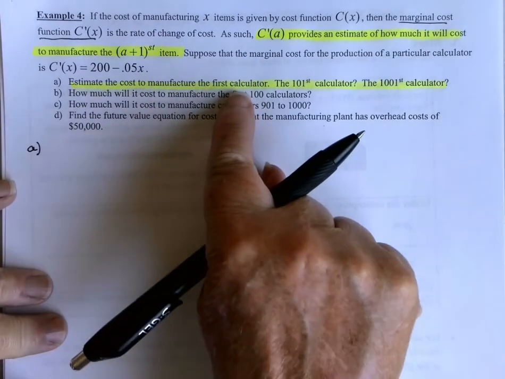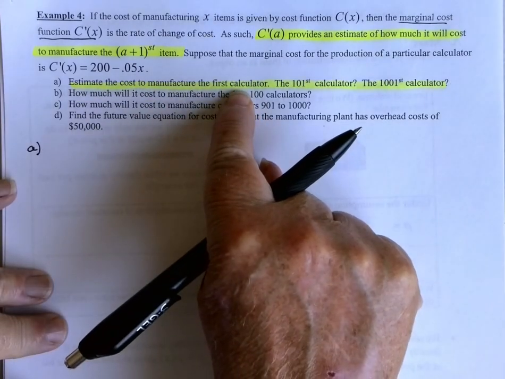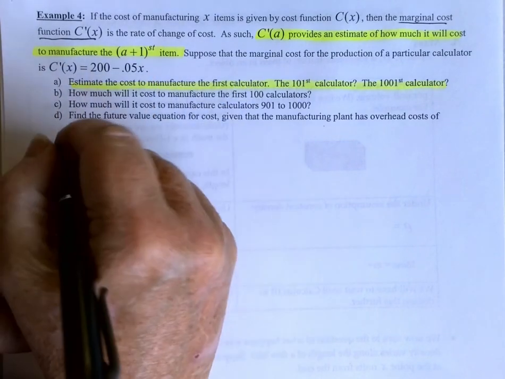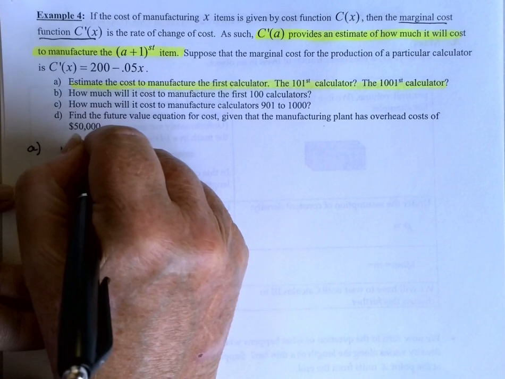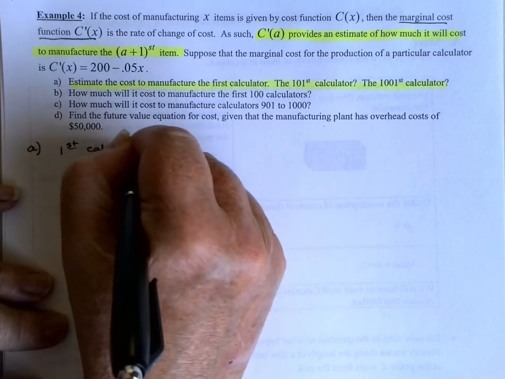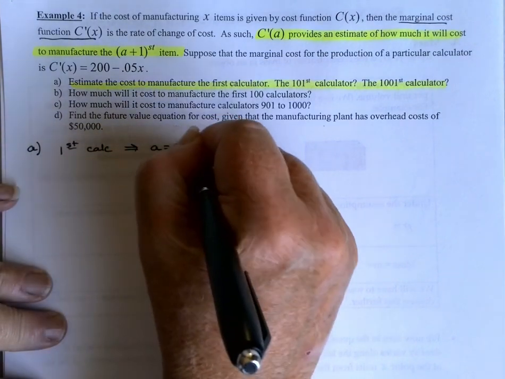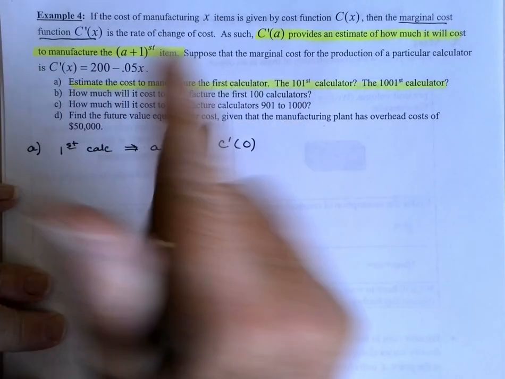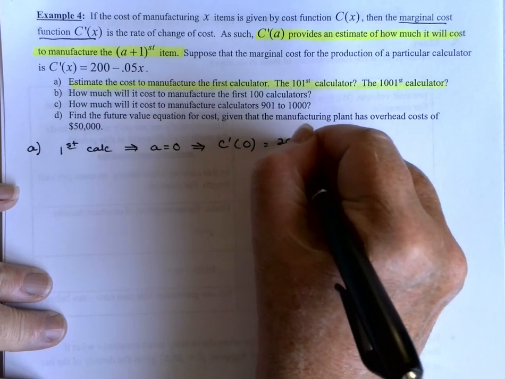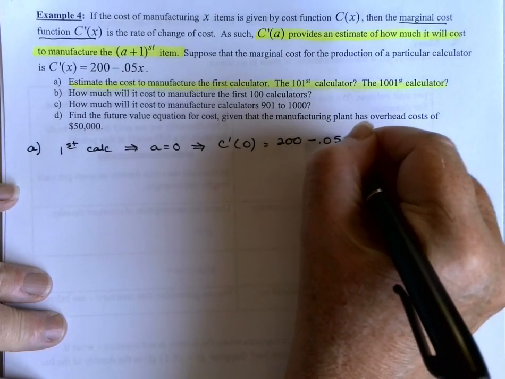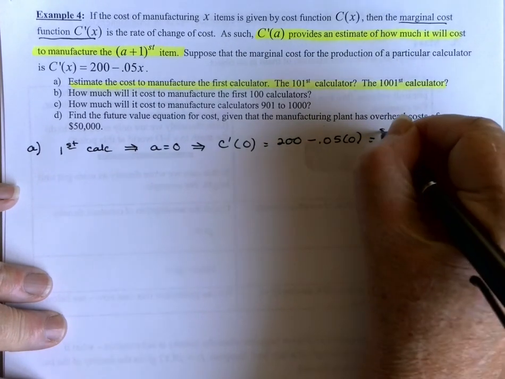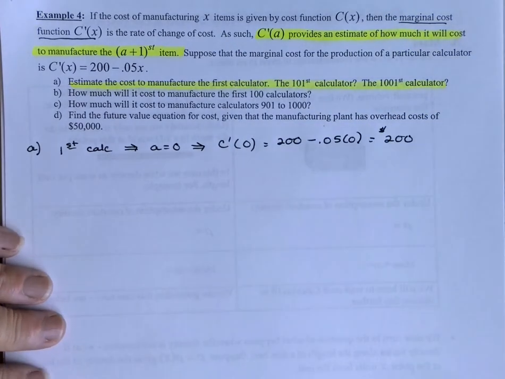So if I want to estimate the cost to manufacture the first calculator, my A would actually have to be 0. And if I were to take C prime of 0, just plugging 0 in here, then of course I'm going to get 200. Our estimate is it costs $200 to make that first calculator.